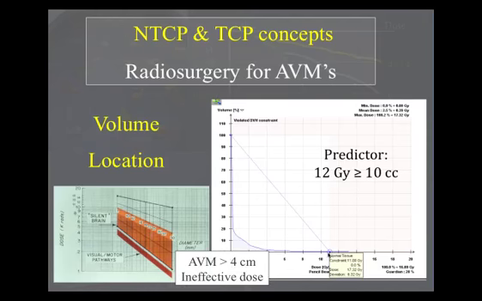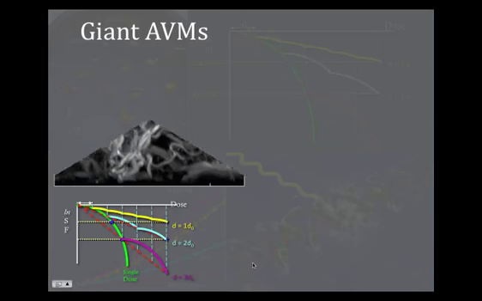So that's the limitation. On the other hand, you decrease the dose because you don't want to violate this constraint. But as the AVM increases in size and you respect this, you are going to end up giving a very ineffective dose to treat an AVM that's larger than 4 centimeters. So we have a problem here.